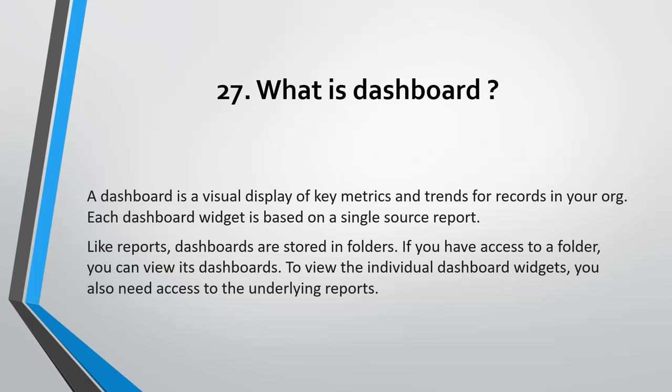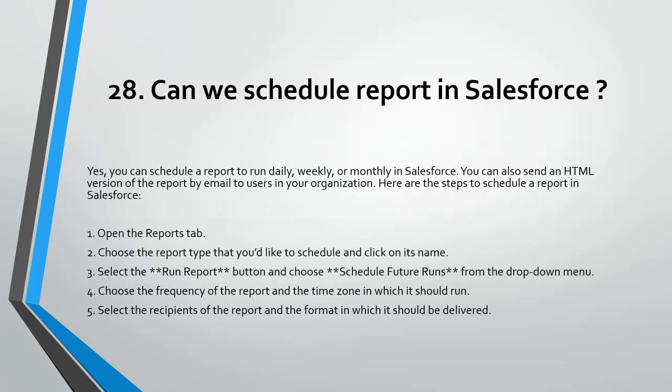types. What is a dashboard? A dashboard is a visual display of key metrics and trends of records in your org. Each dashboard widget is based on a single source report. Like reports, dashboards are also stored in folders. If you have access to a folder, you can view its dashboards. To view the individual dashboard widgets, you also need access to the underlying reports.